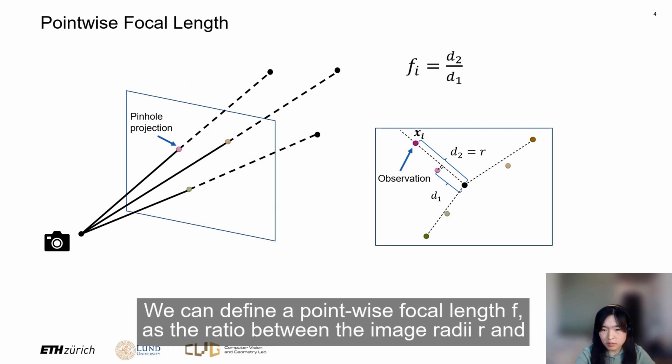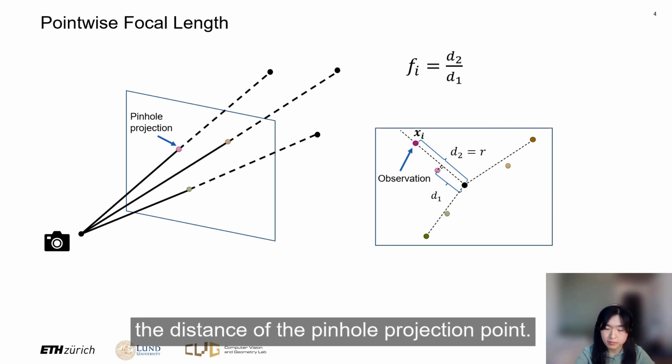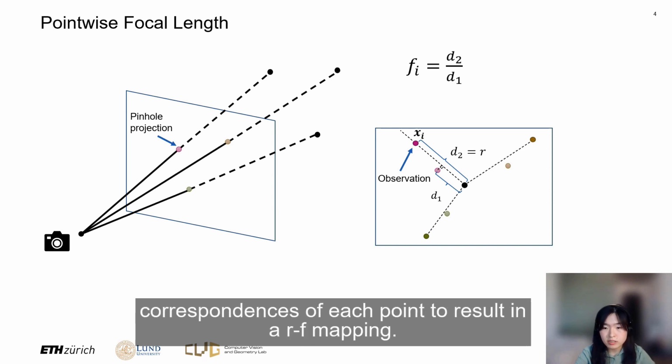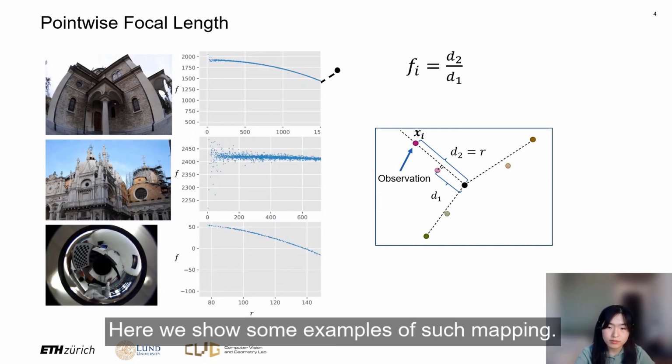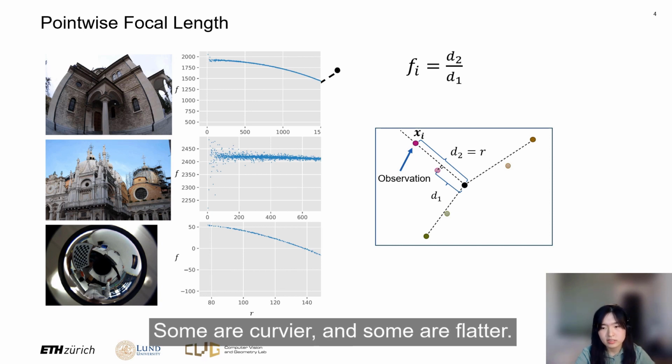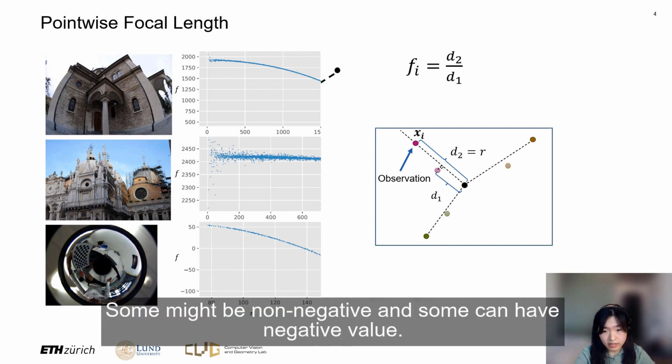We can define a pointwise focal length f as the ratio between the image radii r and the distance of the pinhole projection point. Instead of describing it as a parametric function of the radius as in the general case, we collect correspondences of each point to result in an r-f mapping. Here, we show some examples of such mappings. They have differences. Some are curvier and some are flatter. Some might be non-negative and some can have negative values.